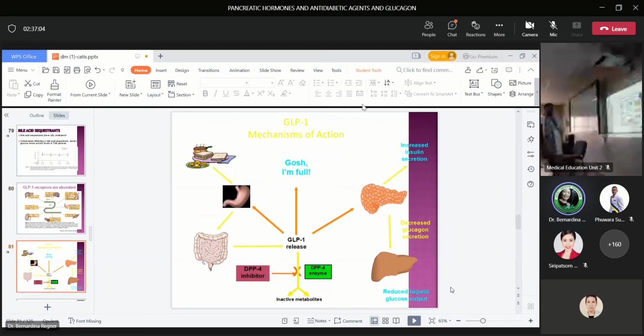So, GLP-1, the mechanism of action: if you are full or having a full diet, your GLP-1 will be released. It can increase insulin secretion, decrease glucagon secretion, reduce hepatic glucose output, and can more or less act on your DPP4 enzyme.